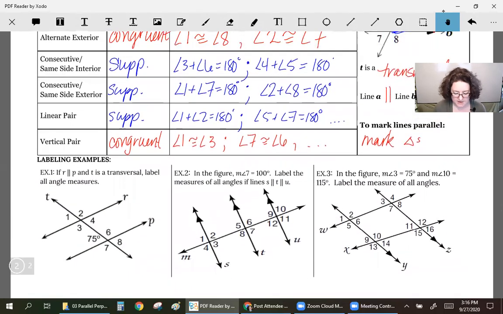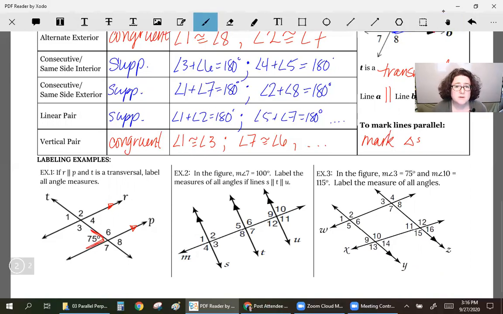Okay, so on our diagrams, we are given 3 diagrams that have some number of parallel lines with a transversal that hits at least one pair. So in our first one, we have R and P are parallel lines. So the first thing I'm going to do is mark them. I'm going to put a little triangle next to them so I don't forget, yes, these are supposed to be parallel lines. T is our transversal. We're going to label all of our angle measures, but you'll notice they gave us one already. So they gave us a 75-degree angle.